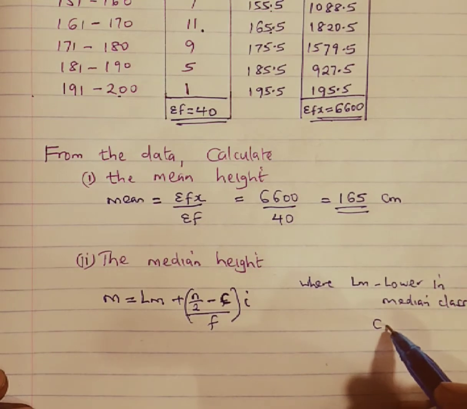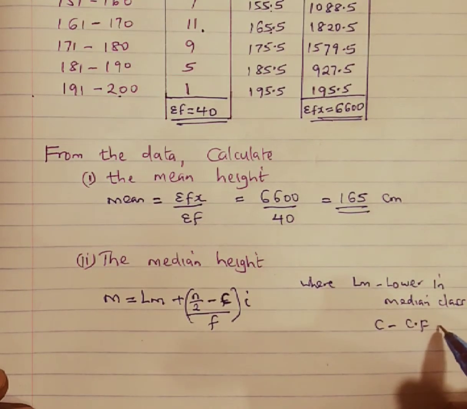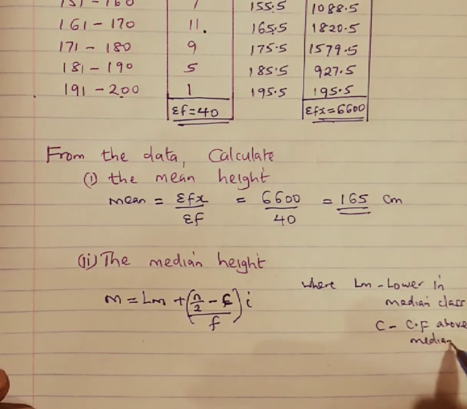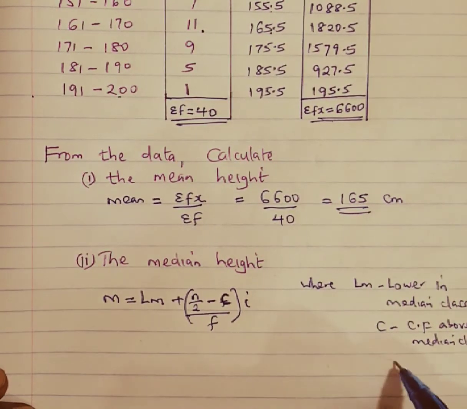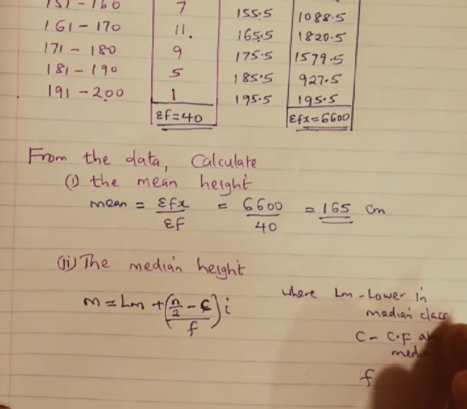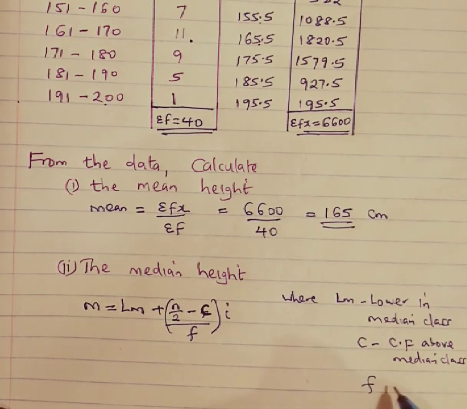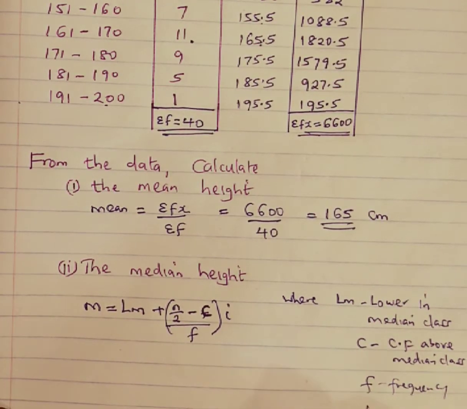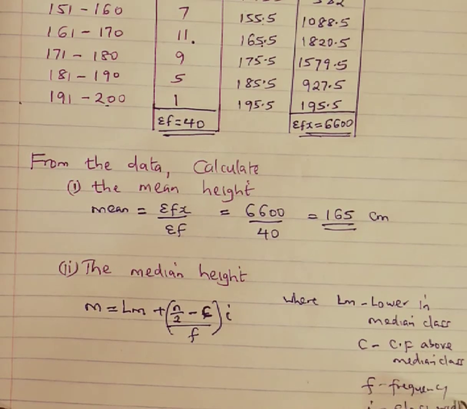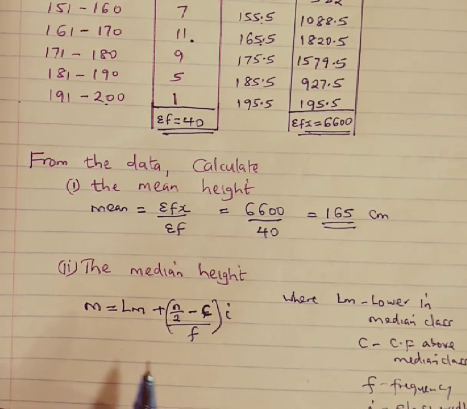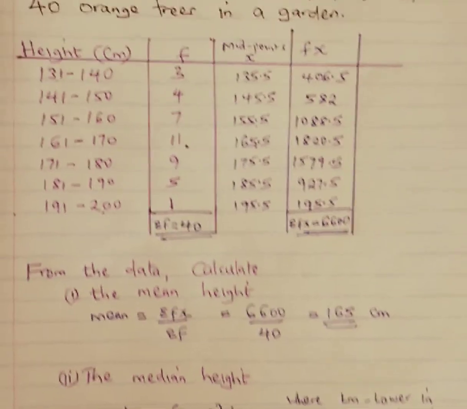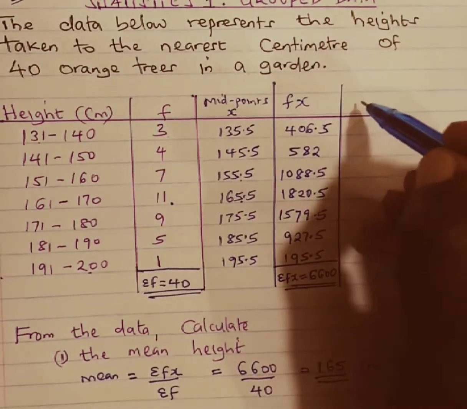We have C, which is the cumulative frequency above the median class. Then we have F, which is the frequency in the median class, and of course i is the class width, or the height. So in this case, we have cumulative frequency, and therefore we have to go back and get the cumulative frequency column.